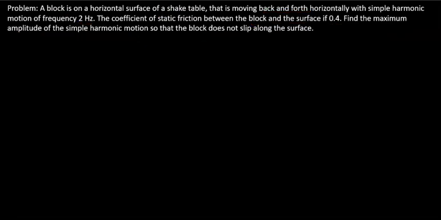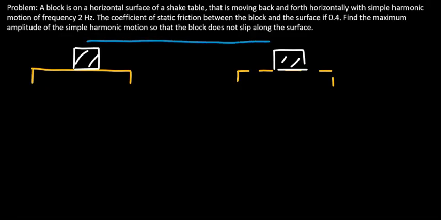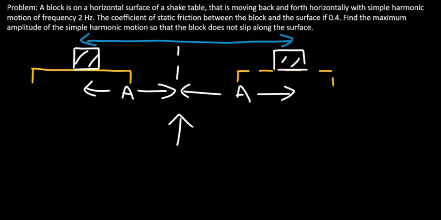So what we have is a surface, say of a table, on which you have this block resting, like that. And this table can move back and forth horizontally, like that. So it is a shake table of some kind. So the amplitude for this oscillatory motion is A, let's assume, measured in that manner.